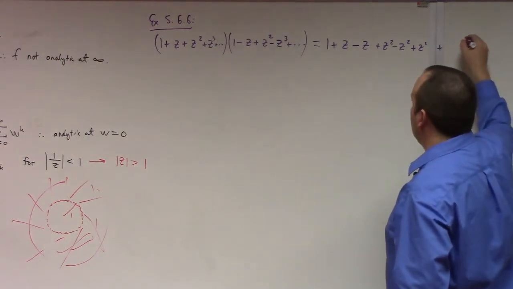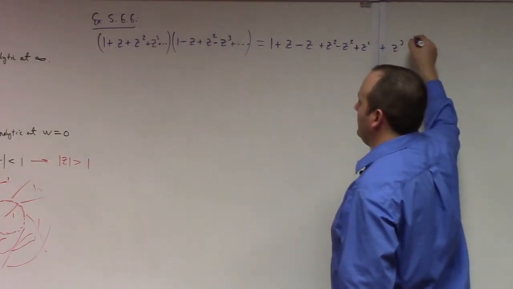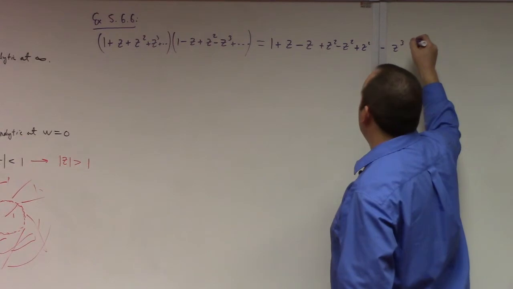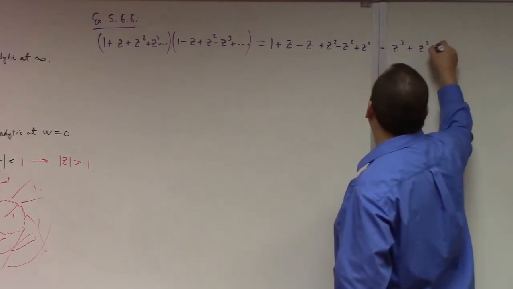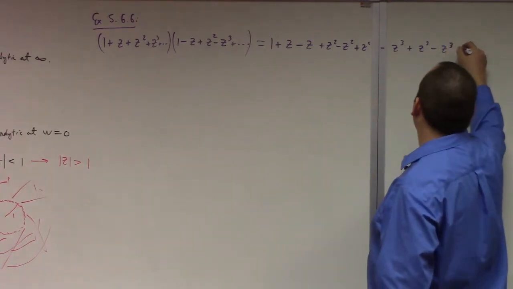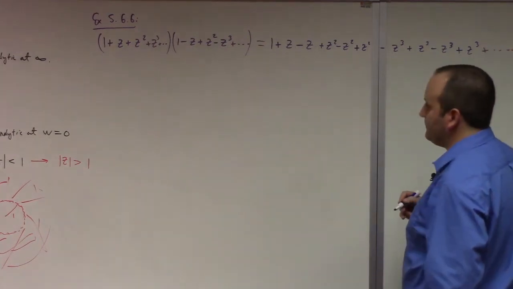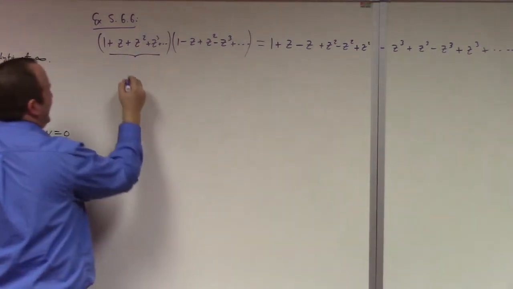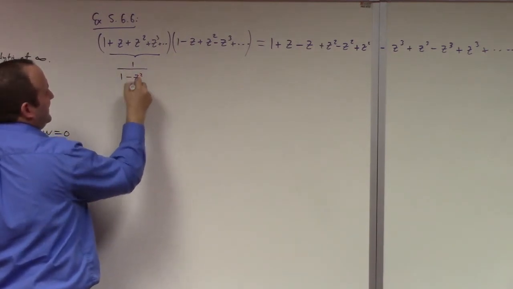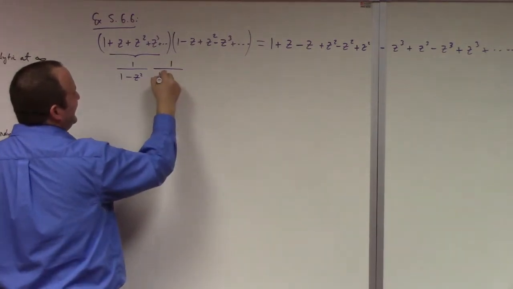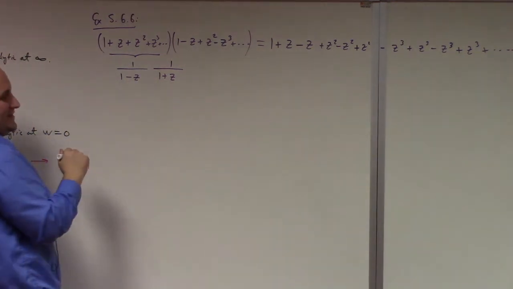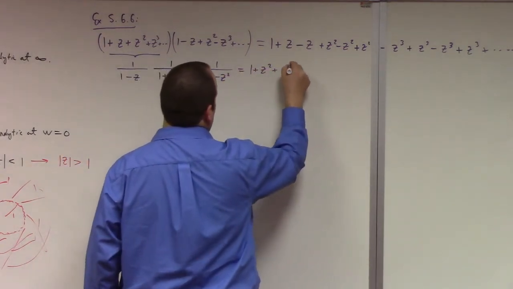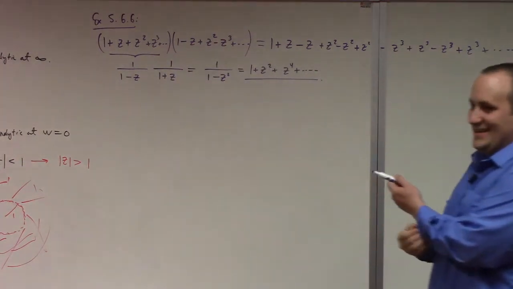And how about z cubed? I'll start with the minus z cubed. Then z times z squared is plus z cubed, so they cancel. Or do this: this is 1 over 1 minus z, times 1 over 1 plus z. So this is 1 over 1 minus z squared, which is 1 plus z squared plus z to the 4th plus and so on. Okay, so there it is.